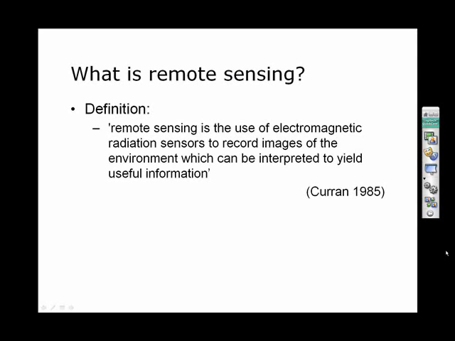Now you'll find many different definitions of remote sensing. Here's one from Paul Curran in 1985. Remote sensing is the use of electromagnetic radiation sensors to record images of the environment which can be interpreted to yield useful information. Now I would actually argue this is not a very useful definition of remote sensing, and it's certainly not the one that we want to use for this course.